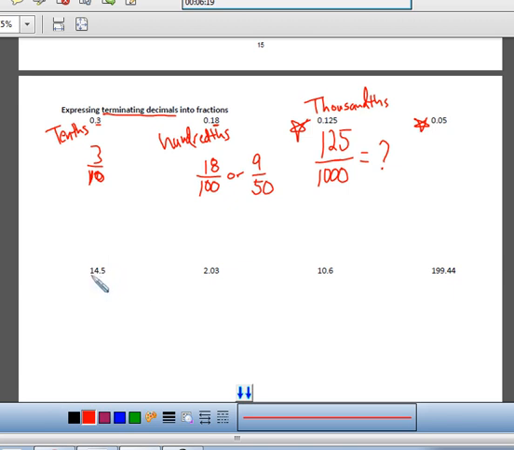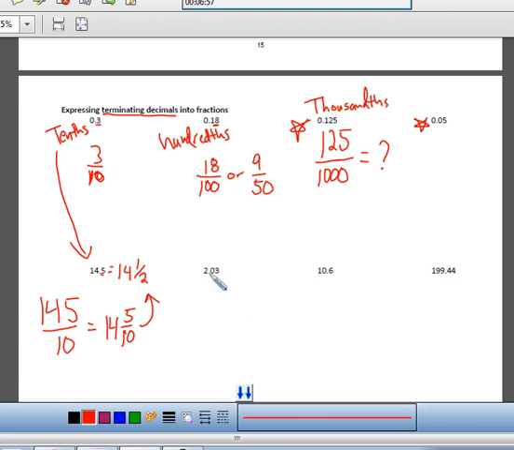Now, below that, we have some more examples. 14.5. Some of you might know this is going to be 14 and 5/10. If you didn't know that, you could say, well, it's in the 10th place. So I put 145 over 10. And then when you simplify it, you get 14 and 5/10, or turn it into a mixed number, and that is what it will simplify to.